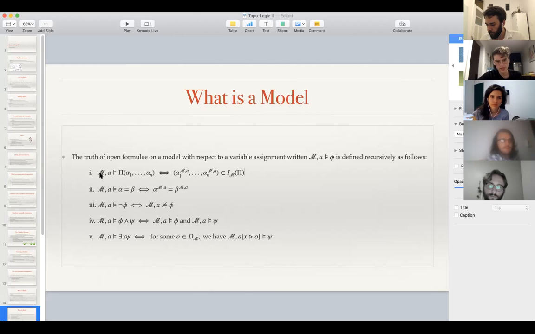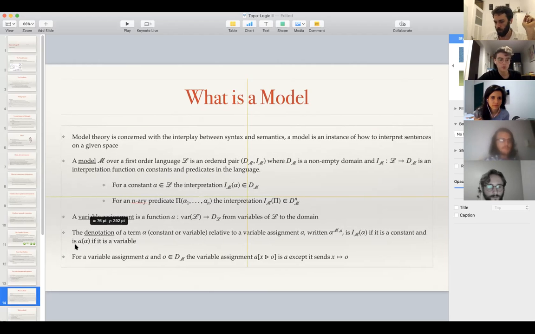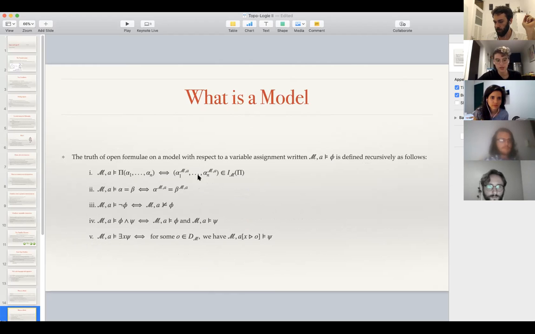For example, if it models a predicate, that's if and only if each one of these individual denotations, which are the interpretations of variables and constants, is in the interpretation of the predicate. Because remember, we actually can interpret predicates. Equality between two constants or variables holds if and only if their denotation is the same. A complement models a thing if and only if it does not model phi. Okay, that makes sense.